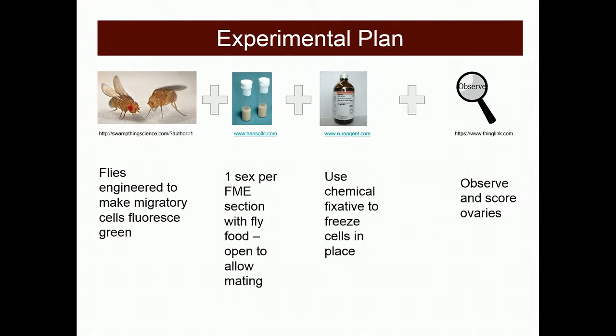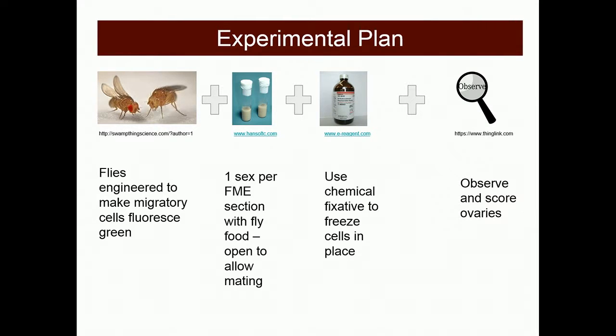So our team chose the FME lab that had 2 clamps, creating 3 separate sections. In the first section, we would have fly food and 5 female fruit flies with white eyes. In the second section, we would have fly food and 5 male fruit flies with red eyes. And in the third section, we would have a fixative. It's 4% paraformaldehyde.